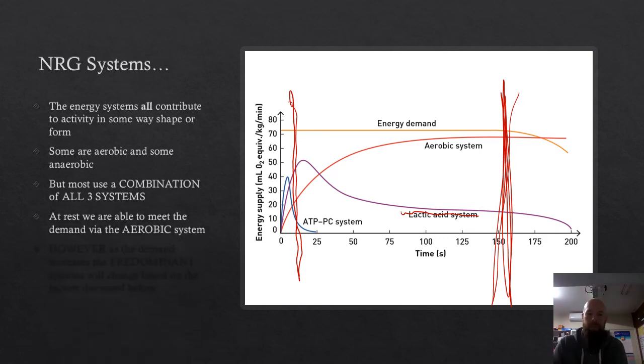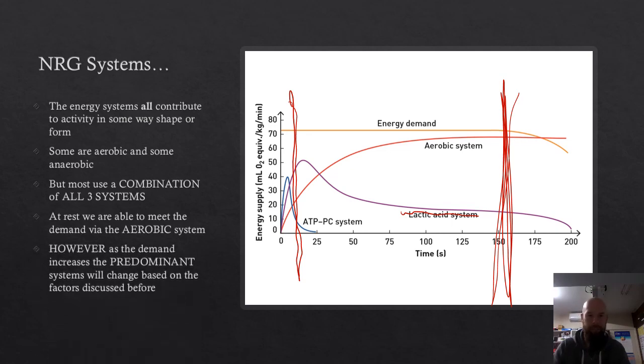At rest, we're using the aerobic energy system because the intensity is not high enough to warrant using any other system. The supply of energy is more than adequate to meet the demand. We'll look at supply and demand and oxygen debt and deficit a little bit later on. But as the demand increases, the predominant energy system is going to change. If I was to jump up and start doing star jumps, that's going to change which energy system is used.